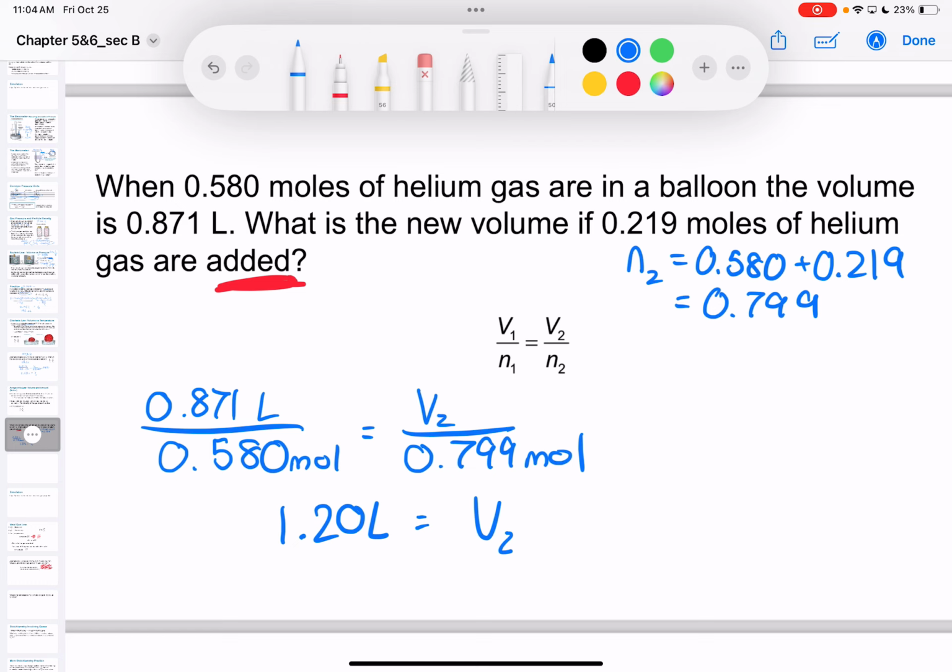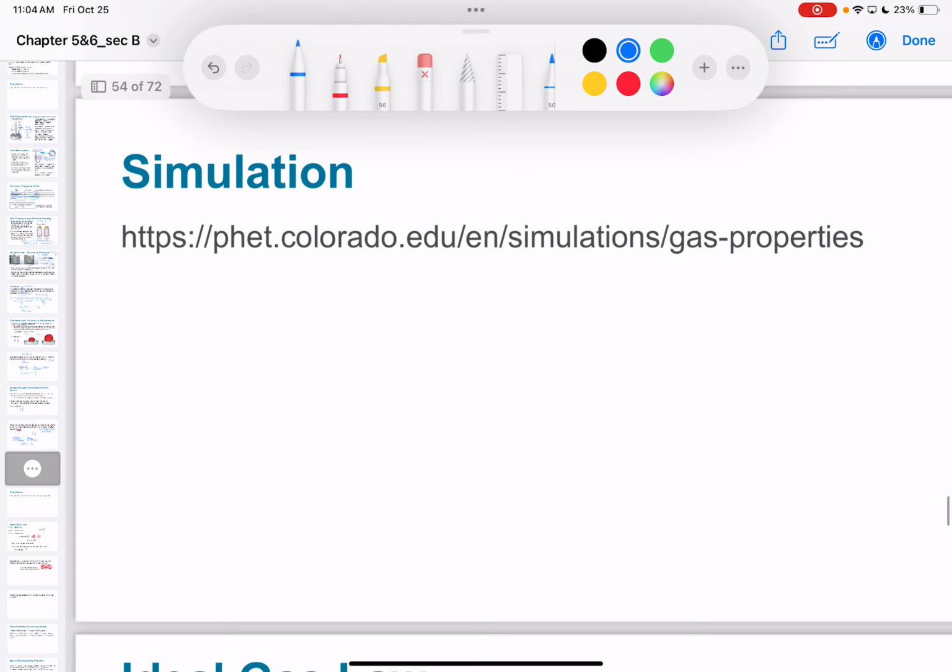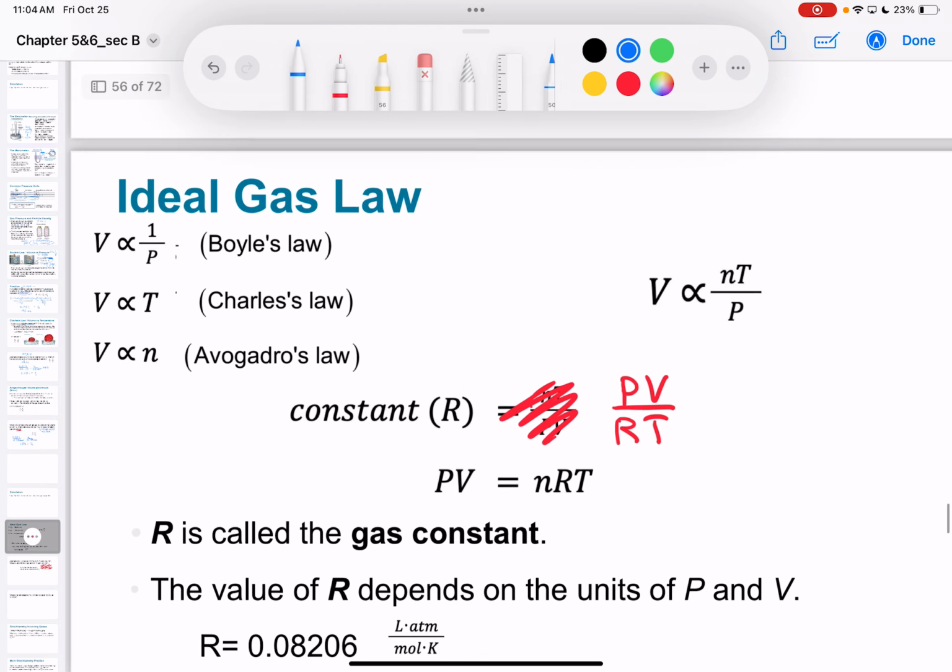Okay, very excited we get to do the ideal gas law now. It's much easier to understand.